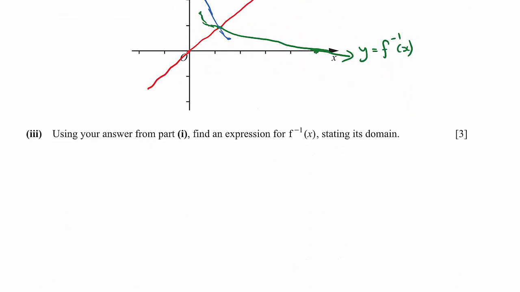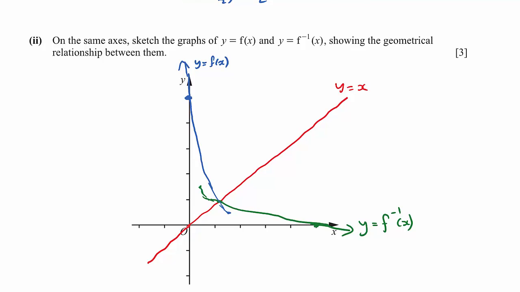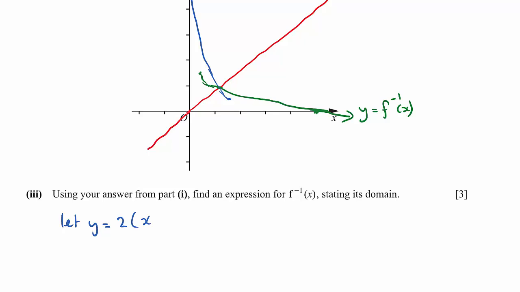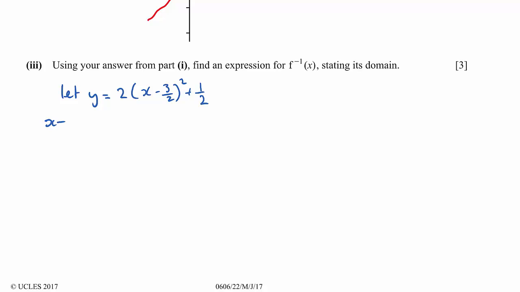Okay, so using the answer from part 1, find an expression for the inverse function. So I'm going to let y be equal to 2 x minus 3 over 2 squared plus a half. And then we'll interchange x and y. So x is twice y take away 3 over 2 squared plus a half. And now we want to make y the subject.